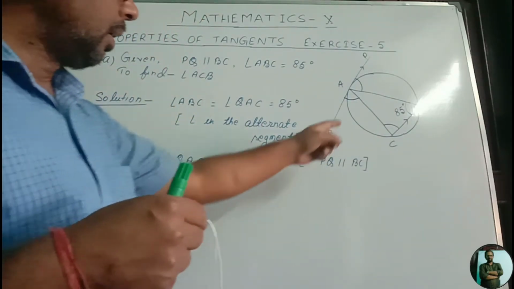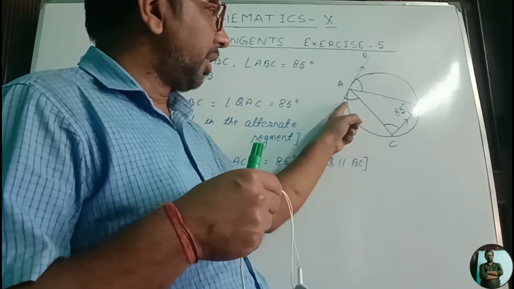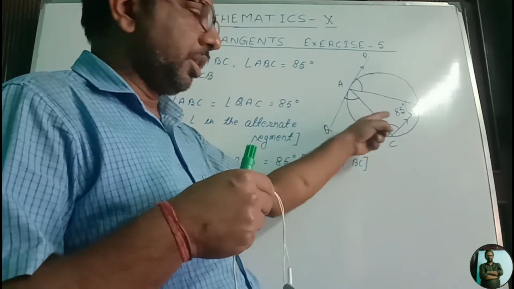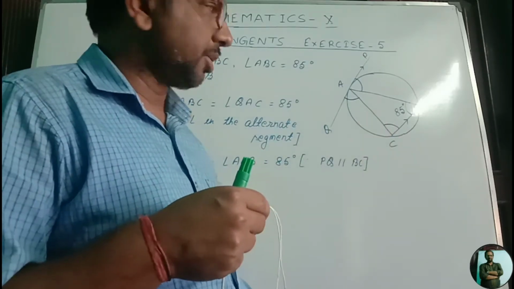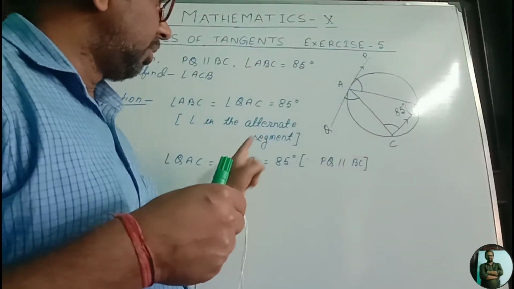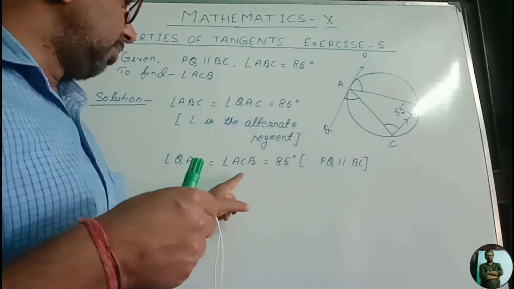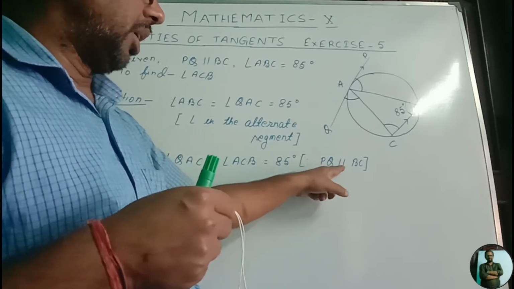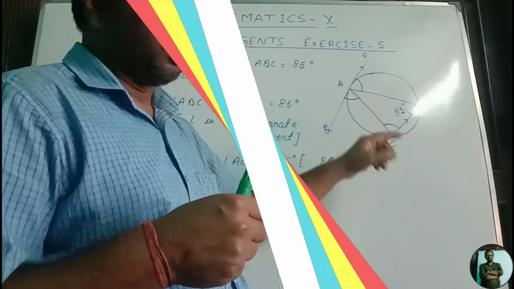Now, these two angles will be equal. Why do we say? These two angles are alternate angles because PQ and BC, these two are parallel sides. So these two angles will be alternate angles. And for that I have written here angle QAC, this angle is equal to angle ACB, this angle. So QAC was 85 degree, so ACB will also be 85 degree, and for that I have written reason in bracket, since PQ is parallel to BC. These two sides are parallel, therefore these two are alternate angles, these two angles will be equal.